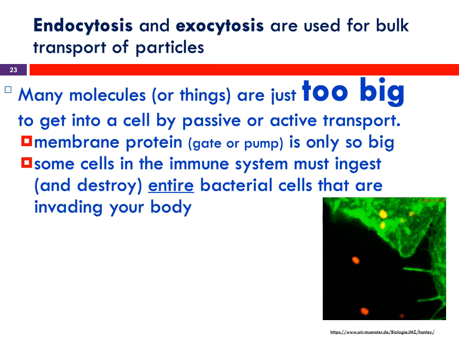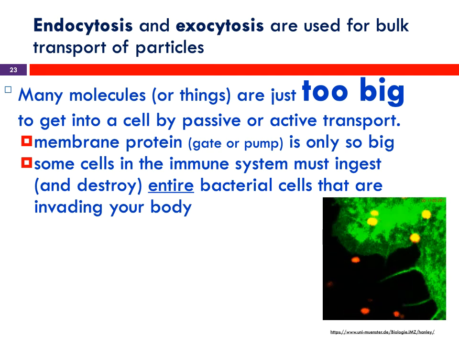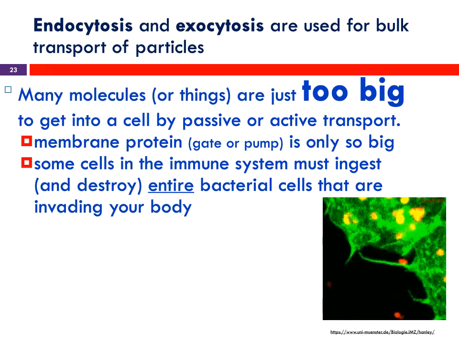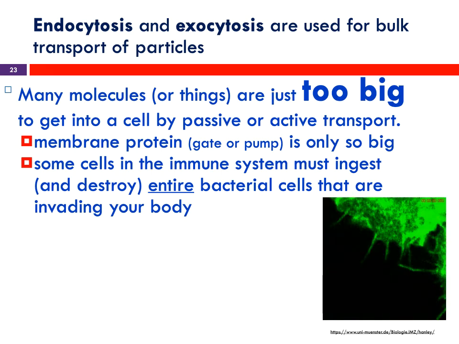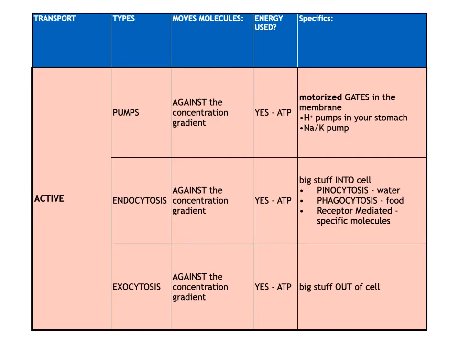You're going to do this for things that are too big. That is a GIF of, looks like, immune cells taking in bacteria and eventually chewing them up. Here is a table showing you your active transport with your pumps, your endocytosis, and your exocytosis. You're moving always against the gradient. You're always burning ATP. Pumps are motorized gates. Endocytosis is moving stuff into the cell, and there are three specific types: pinocytosis, phagocytosis, and receptor-mediated. More about that. And exo is to exit, moving out of the cell.